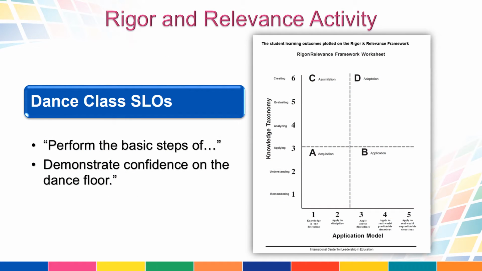Using the Rigor and Relevance framework document found in the documents above this video, determine the level for each dance class SLO on the knowledge taxonomy, the y-axis, and on the application model, the x-axis, by plotting the dance class student learning outcomes. Click the pause button as you complete this activity. When you are done, click the play button to resume the session.